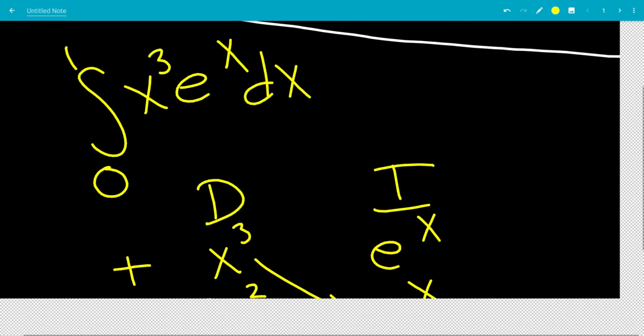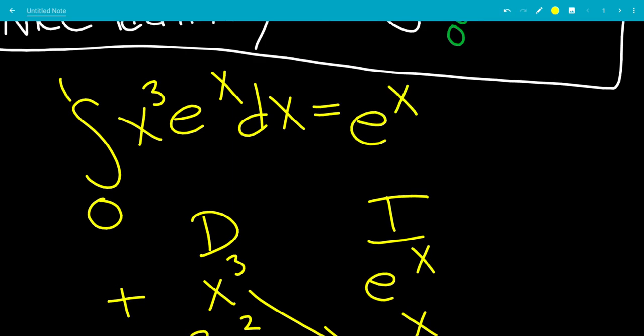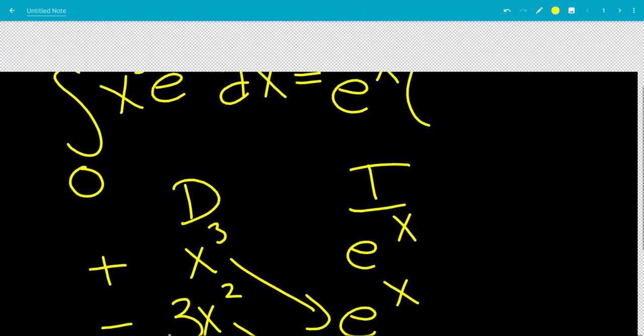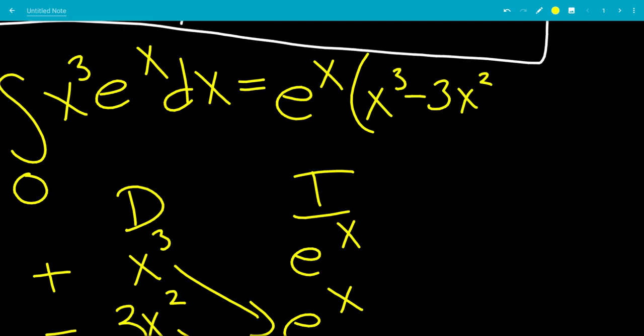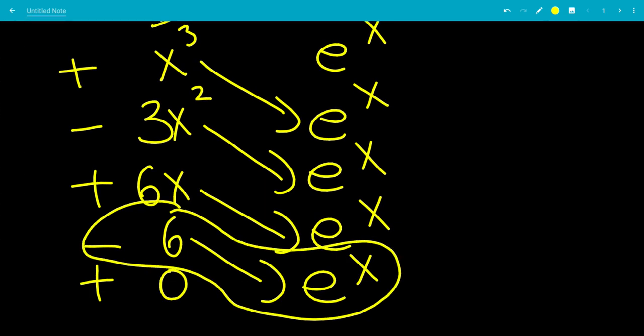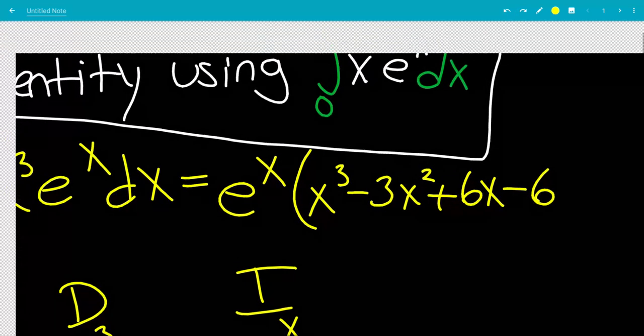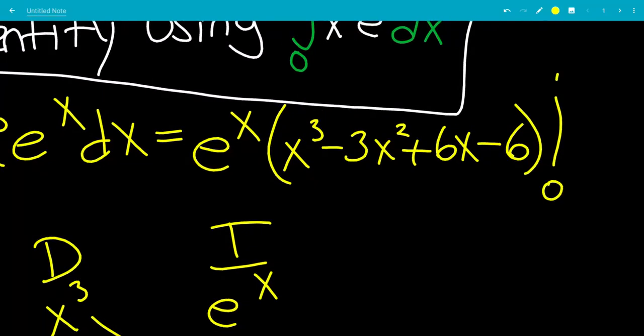So everything has e to the x. This row has e to the x, which means we can just take out e to the x, and we'll be left with x cubed. Then we're left with minus 3x squared, and then we'll alternate: plus 6x, then minus 6, because that's this term. And when it gets to 0 on the left-hand side, it will just stop. But don't forget, we're going from 0 to 1, so we have to plug in from 0 to 1.